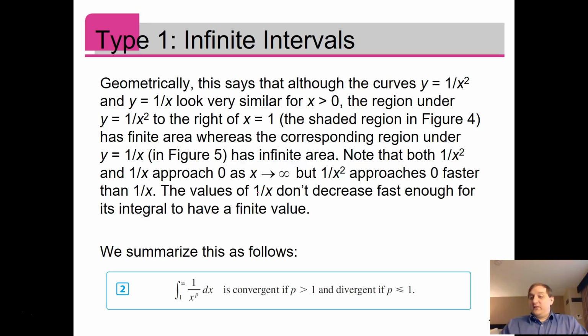So this is the key summary of that. This is going to come back later in something called the p-series test. So the integral from 1 to infinity of 1 over x to the p dx is convergent if p is greater than 1 and divergent if p is less than or equal to 1. So that is a very key theorem that you need to know. Let's actually take a quick look and see why exactly that is.